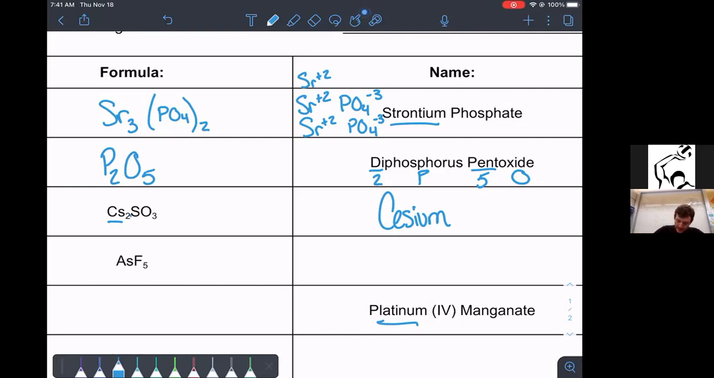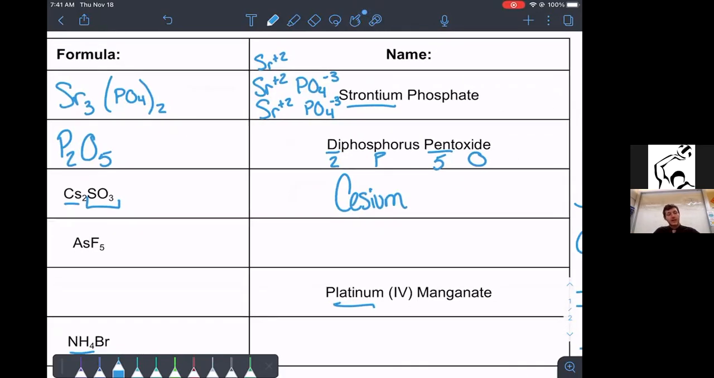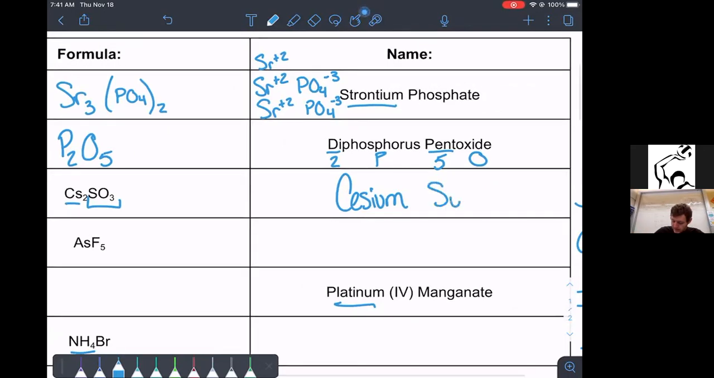And then we look for SO3. SO3 is going to be sulfite. Remember, with SO, you have to look at the subscript. The number 3 or the number 4 tells you if it's sulfite or sulfate. If there was no O, then it would be sulfide, but we have sulfite here.